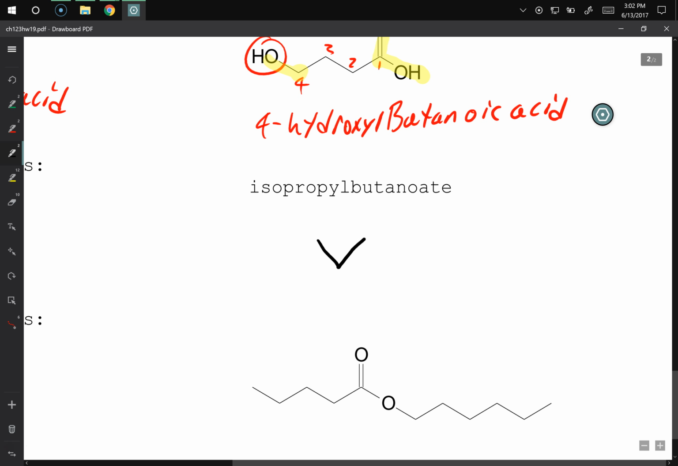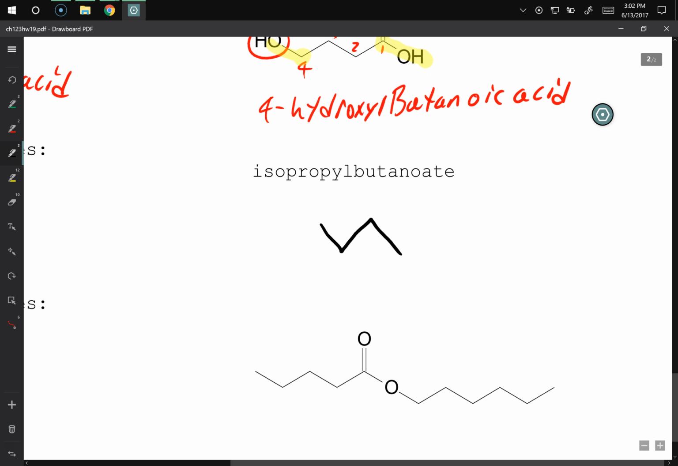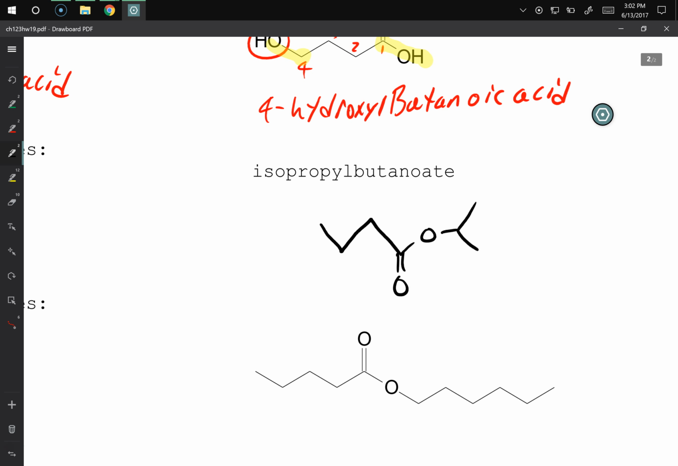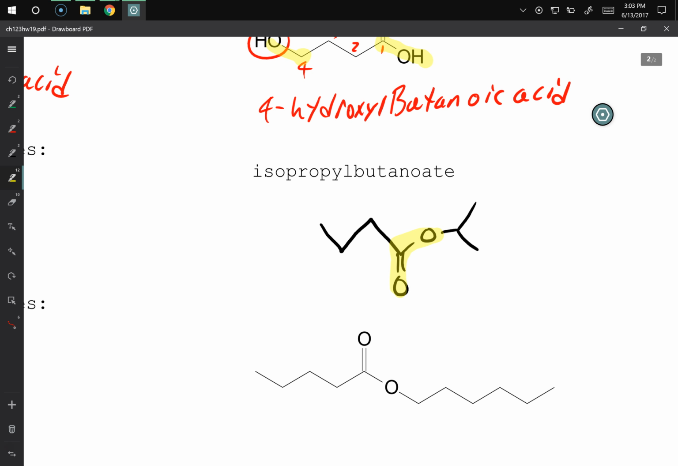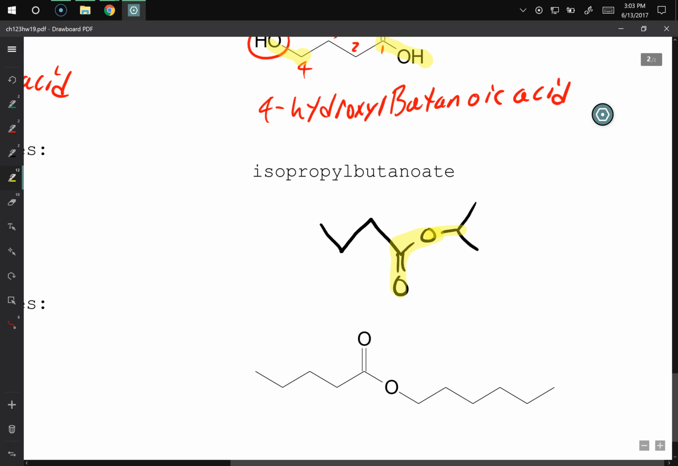Butanoate. So 2, 3, 4. So the butane part's easy, it's 4 carbons. What does the O8 mean? It's an ester. So an ester is this structure. Well, actually, that. It's got to have a carbon on the other side of the oxygen.